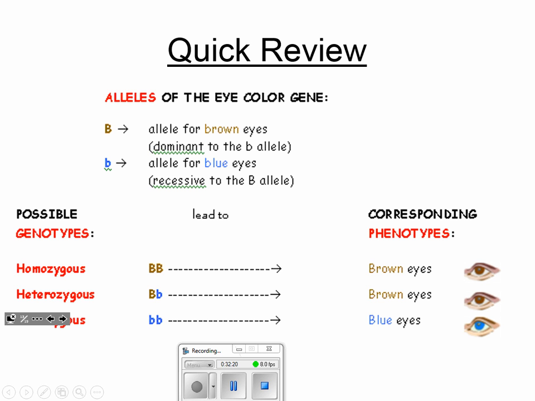Your phenotype is your physical trait. What do you look like? There's no alliteration for that. Phenotype, physical trait, brown, brown, blue. Your genotype are your genes. You could say it as homozygous, heterozygous, or you could say big B, big B, because that's homozygous. Big B, little b, we know that's heterozygous. And two little b's, we also know that's homozygous, but that's recessive.